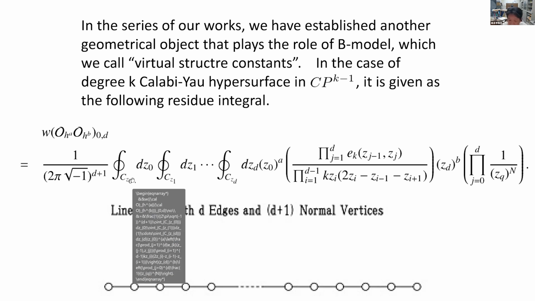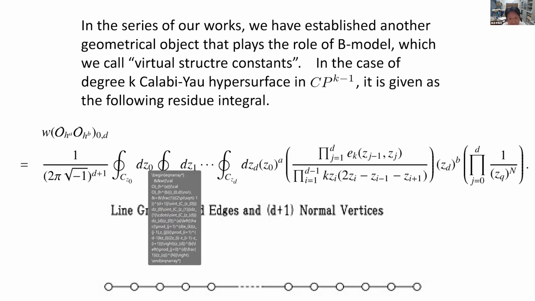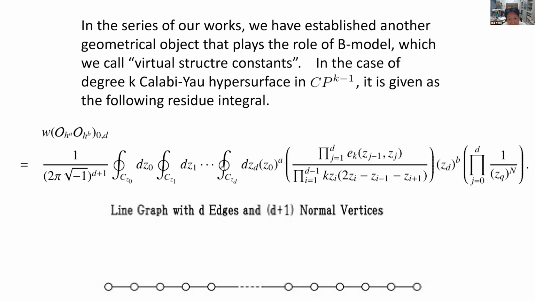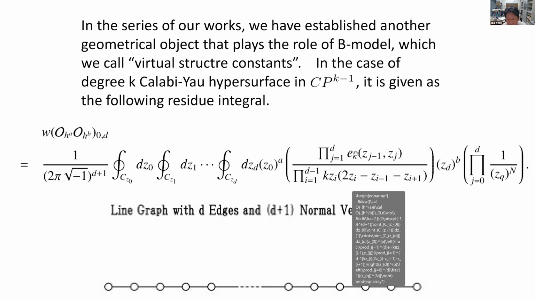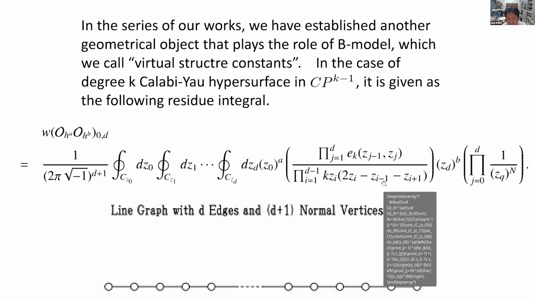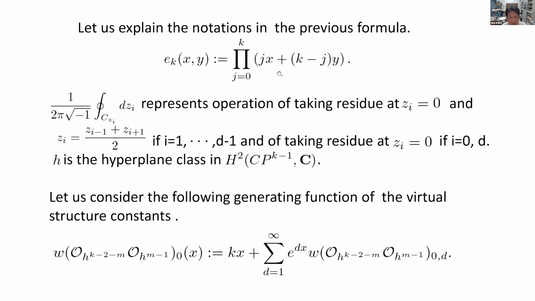To tell the truth, it is derived from a more geometrical intersection number on the moduli space of quasi maps. But in this talk, we omit this geometrical derivation, and we start from this residue integral. This residue integral is associated with the line graph with d edges and d+1 vertices. This is a reflection of the linear structure of the B model. Let us explain the notation of this integral. E_k(x,y) is the monomial in x and y given by this formula. The residue integral represents the operation of taking residues at z_i = (z_{i-1} + z_{i+1})/2.